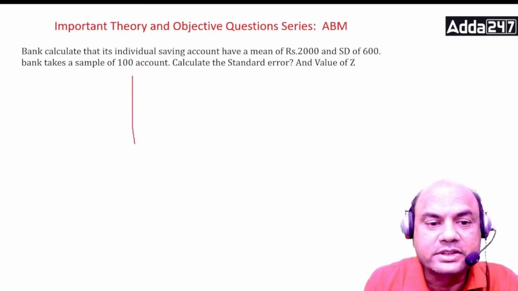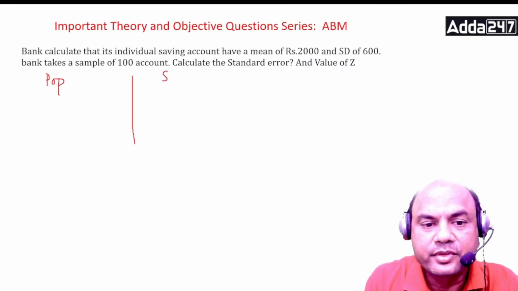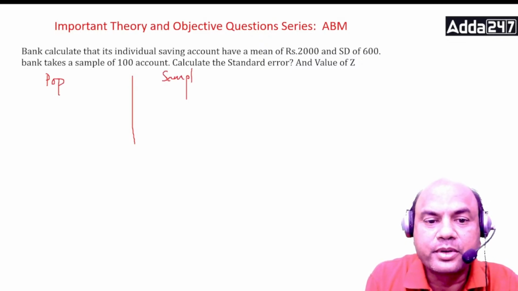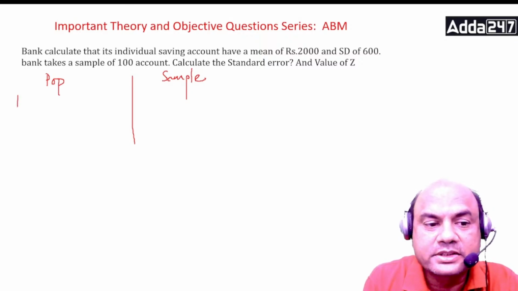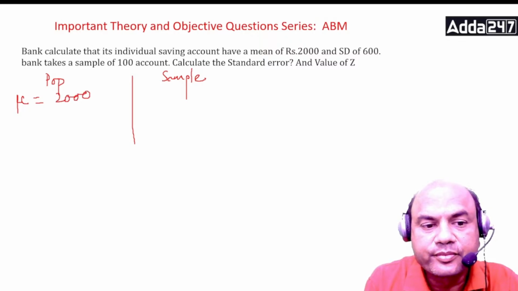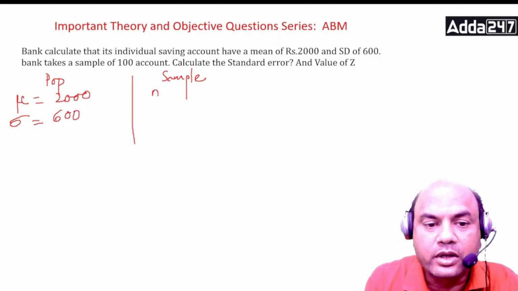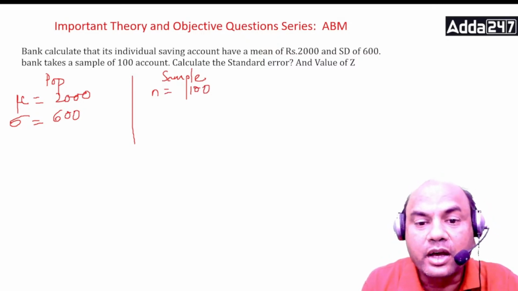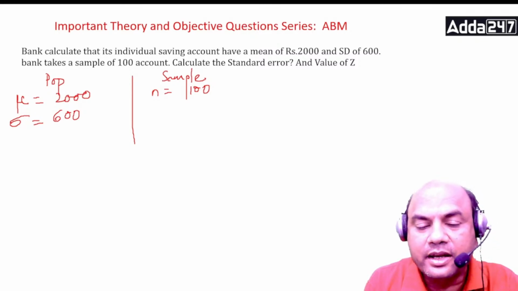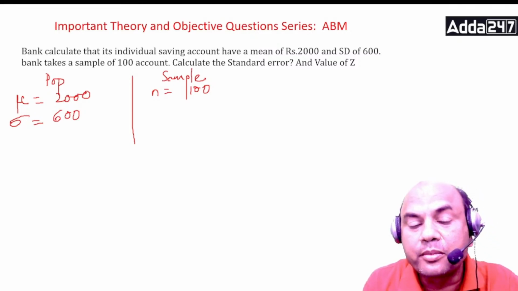So two things are there. One is population and second is sample. In the population, the mean is given as mu equals 2000. Standard deviation is given, psi equals 600. Then a sample of 100 is taken, so small n equals 100. Got it? Now you have to calculate the value of standard error and the value of Z.